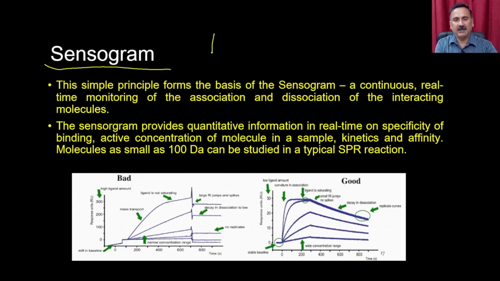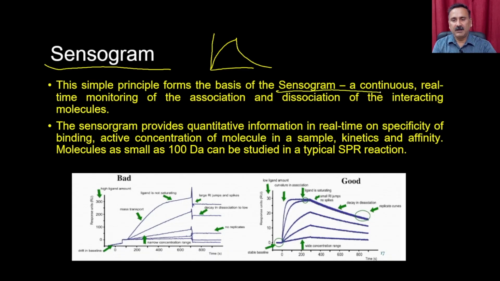So this pattern that you have seen is called the sensogram. Just as you may recall, when we were looking at the pattern of the protein eluting from the chromatography column, it is called a chromatogram. Essentially, in the same way, when you have the SPR signal plotted across time, it is called a sensogram. So a sensogram is a continuous real-time monitoring of the association and dissociation of the interacting molecules.